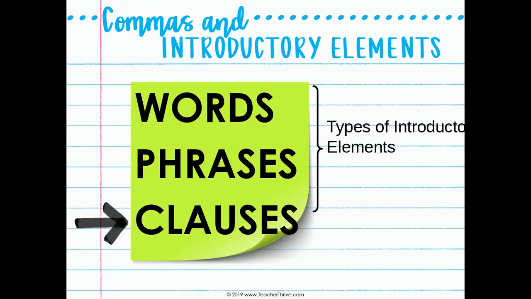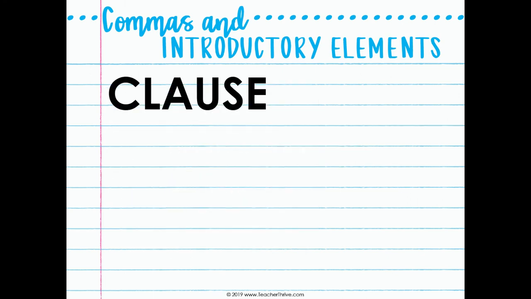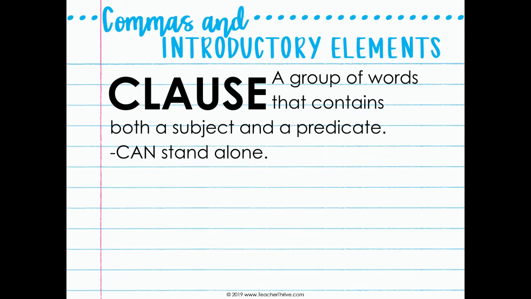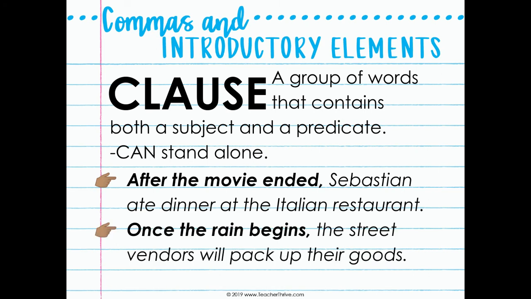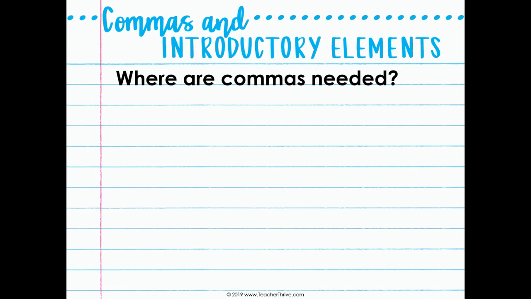And the last type of introductory element is a clause. A clause is a group of words that do contain both a subject and a predicate. They can stand alone as a complete sentence if it needs to. So an example of a clause is: After the movie ended, Sebastian ate dinner at the Italian restaurant. Another example is: Once the rain begins, the street vendors will pack up their goods. Okay.